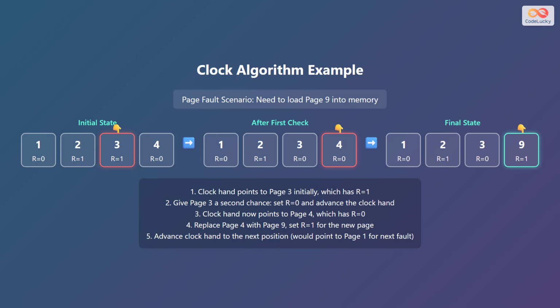Let's walk through an example of how the clock algorithm operates. Consider a scenario where we need to load page 9 into memory, resulting in a page fault. Initially, we have 4 frames with pages 1, 2, 3, and 4. The clock hand points to page 3, which has a reference bit set to 1. Giving page 3 a second chance, we set its reference bit to 0 and advance the clock hand to page 4. Now, page 4 has a reference bit of 0, so we replace it with page 9, set its reference bit to 1, and advance the clock hand to the next position. For the next fault, it would point to page 1.